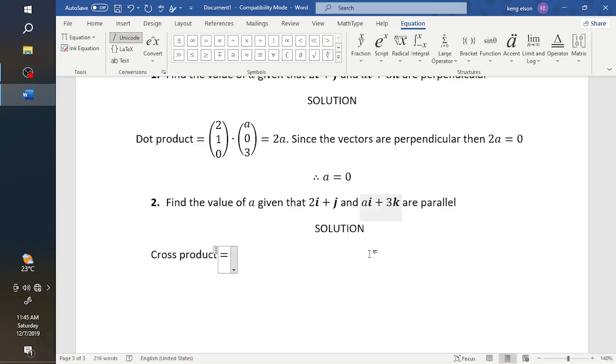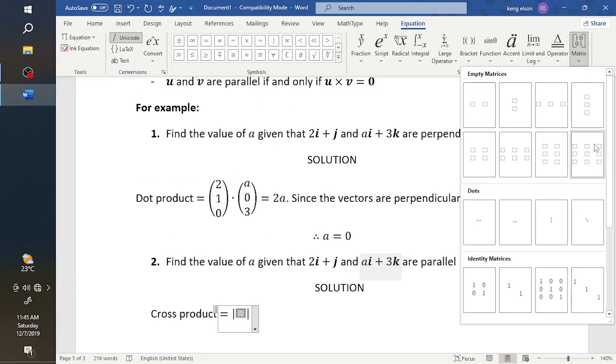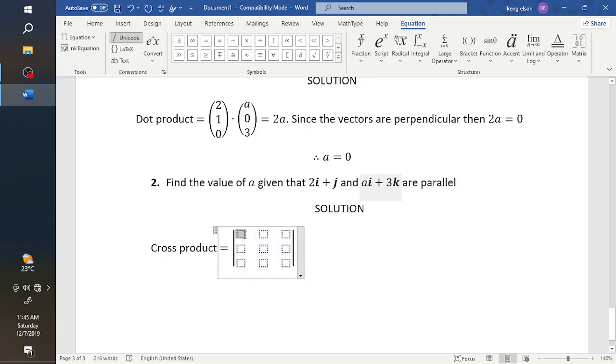is equal to, first of all, I create a 3 by 3 matrix. The first entries will be I, J, and K. Now I start with the first vector. You could even start with the second vector, no problem. Is it okay? Yes. So I have 2, I have 1, and I have 0.